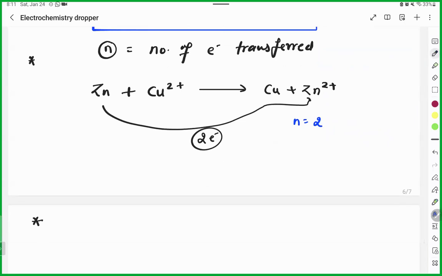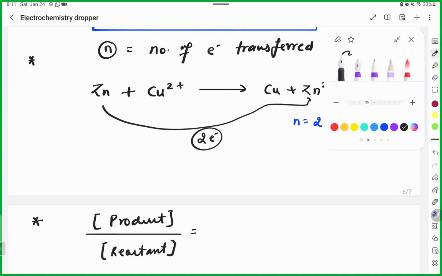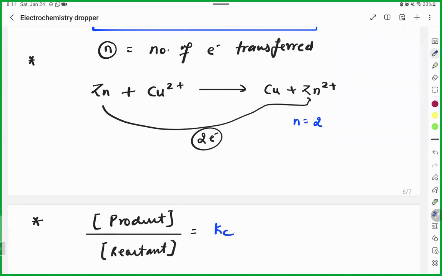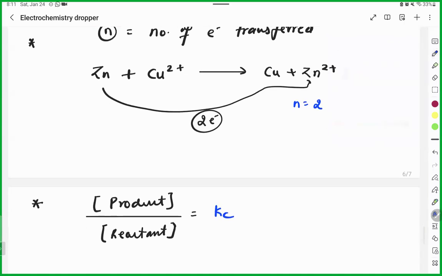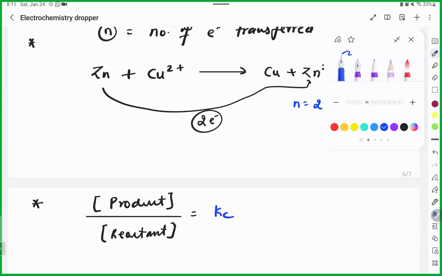What is the name? Chandana, what is the concentration of product by concentration of reactant? Sir, is it equilibrium constant? Very good. This will be equilibrium constant, and this is very important in your chemical equilibrium.